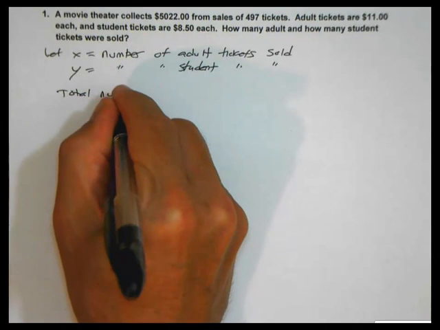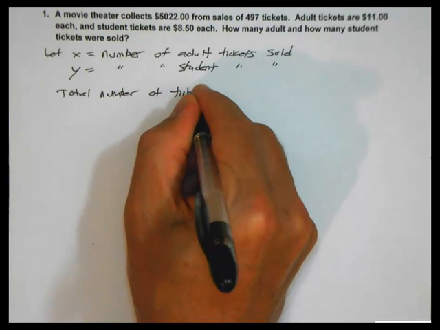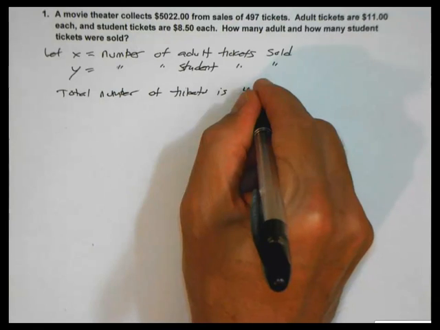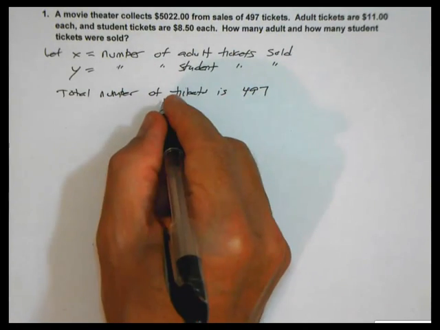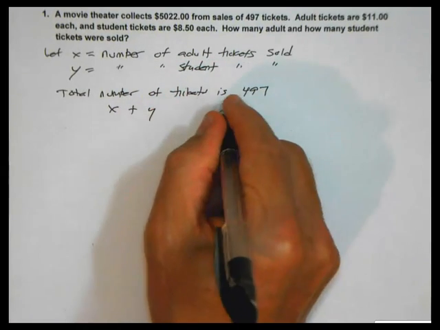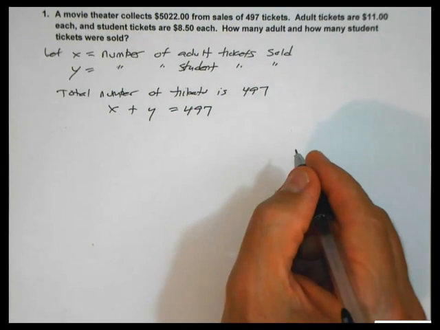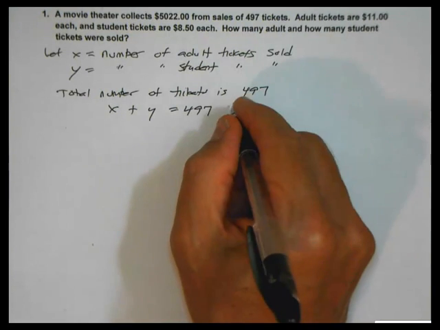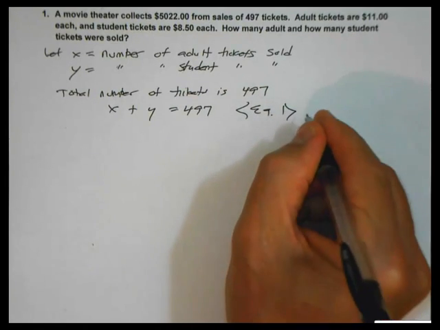Total number of tickets is 497. Okay, the translation for total number of tickets would be the adult tickets plus the student tickets equals 497. Okay, there we have an equation. So I like to sort of make a note of that. It's an important stage of the problem.